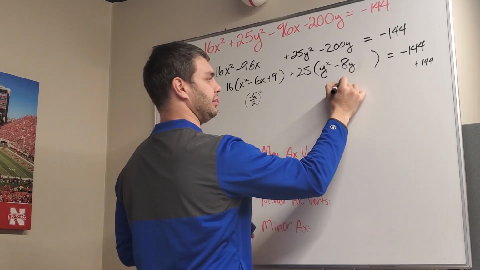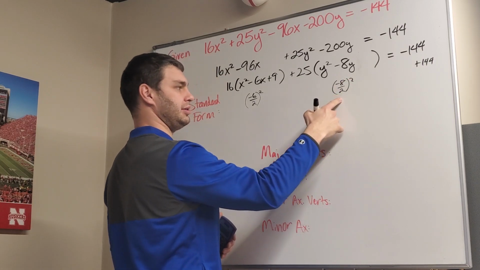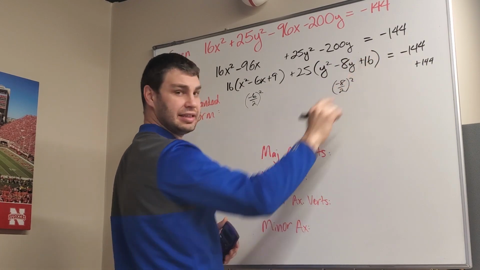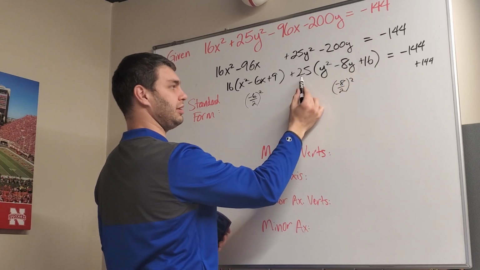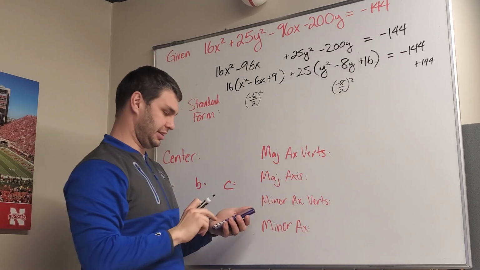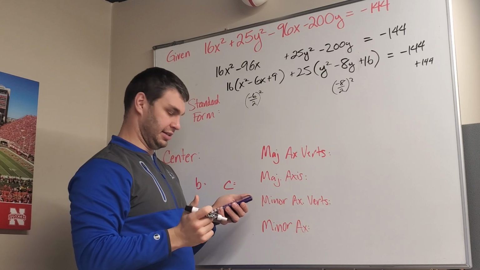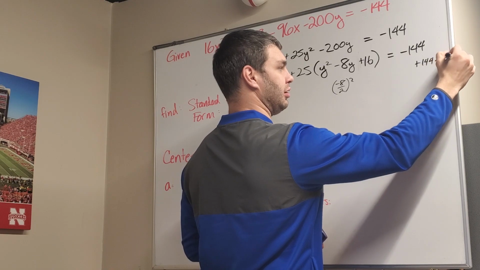Likewise, in this one, half of my b term, so negative 8 divided by 2 is negative 4. Negative 4 squared is 16. I put the 16 in there, but really this is 25 times 16. So 25 times 16 is 400. So again, on this side I have to add 400.